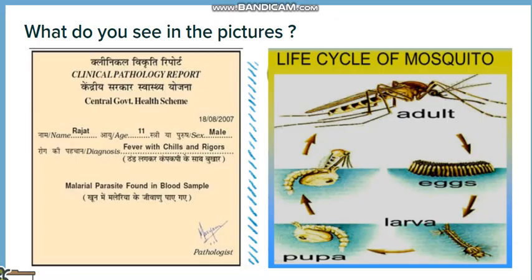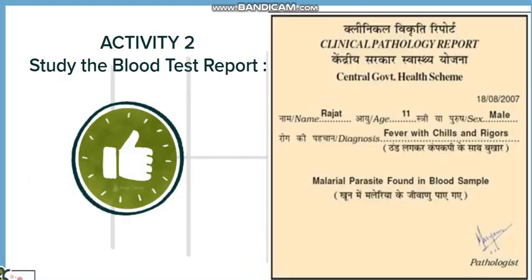Before the next activity, let us see these pictures. What do you see in the pictures? Here is a blood test report and the life cycle of mosquito. Let us see what to do. Activity number 2. Study the blood test report. Here is a blood test report shown in the picture of Rajat. So you have to study it and let us see what to do.